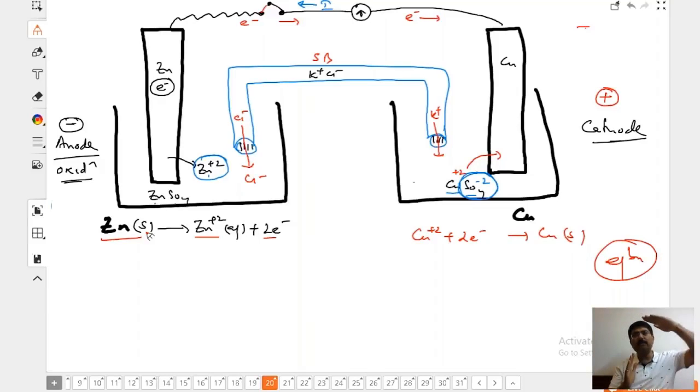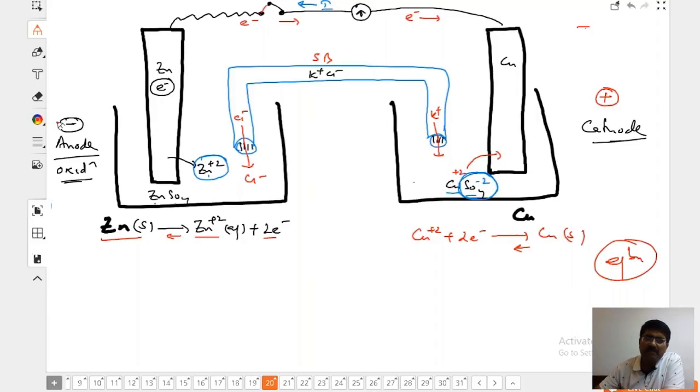That is, the reactant will go to equilibrium, the product will go to equilibrium. Equilibrium is bound to come. See, initially, the tendency of zinc to get oxidized was more and the tendency of Zn2+ to get reduced was less. So the number of electrons produced from here will be going toward this. And initially, the tendency for Cu2+ to get reduced will be more and oxidized will be less.